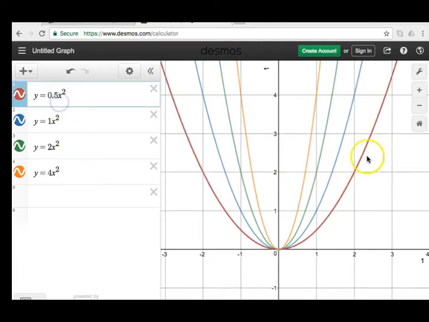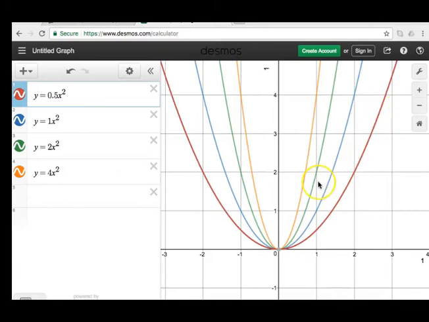Now the red graph, y equals a half x squared, seems to be the flatter one, and y equals 4x squared is the steepest one. But we can draw up a table of values as well on the sheet that we're going to be doing. And we're also going to write a little conclusion. So when the number in front of the x squared, the coefficient, gets bigger, what happens to the curve? It becomes steeper. Okay, does that make sense?